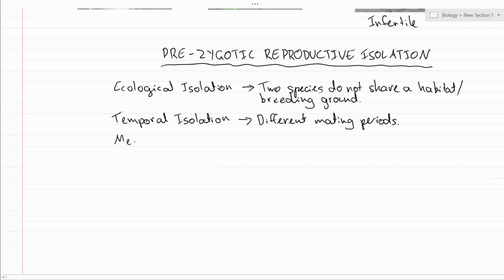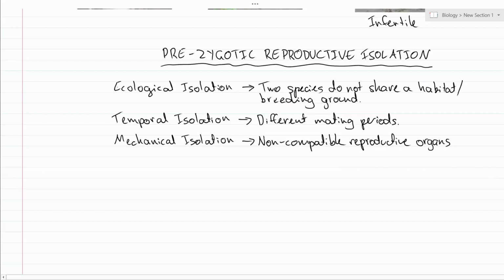We've also got mechanical isolation. And this is due, very simply, to non-compatible reproductive organs. Two species might be in the right place at the right time, mating at the right time, but their reproductive organs are not compatible, so they can't actually go about forming a zygote because they're unable to mate as a result of that incompatibility of their reproductive organs.